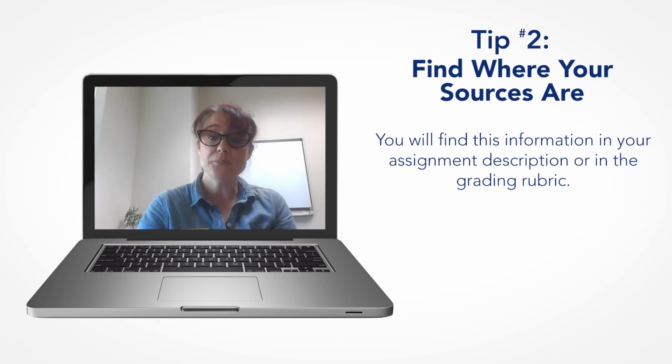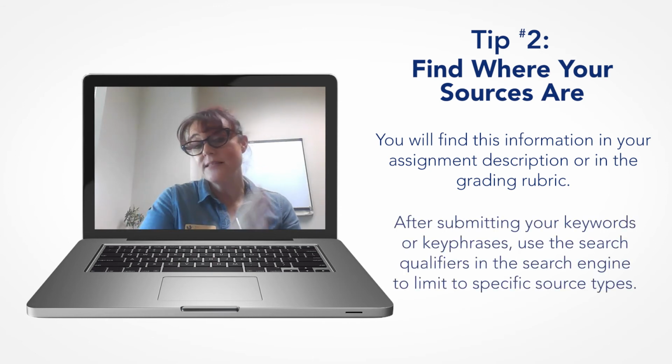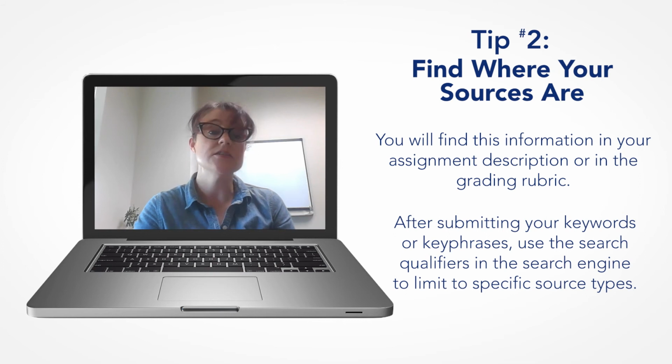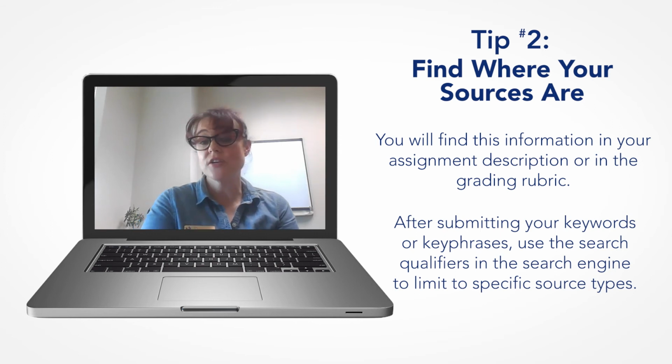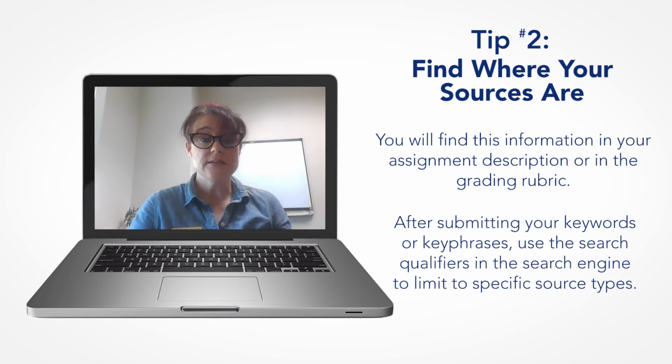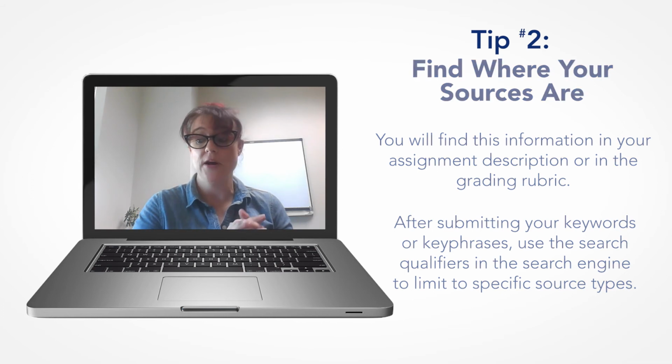Then, after you've put your search terms into your search bar, on the left-hand side of the page are limiters. You can go through and check mark a lot of these things. So if you're just looking for newspaper articles, you can check mark the newspaper box. If you're just looking for peer-reviewed articles, same thing, check mark that box. So it's more specific to the types of sources that you need for this particular assignment.